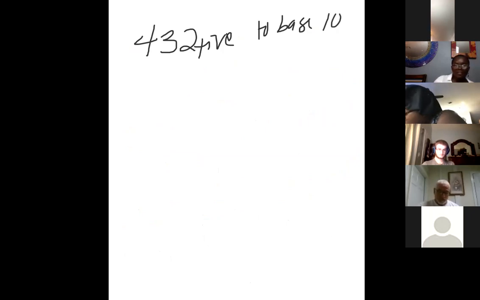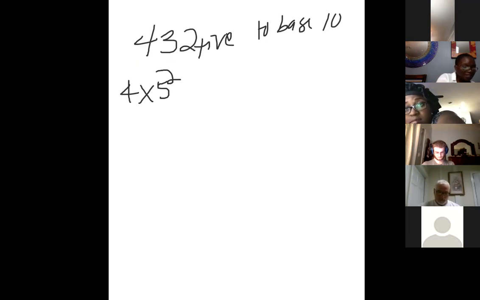This time we're going to do 432 in base 5, and we're going to change this to base 10. Let's count out the place values. We've got 2, which represents 5 to the 0. The 3 represents 5 to the first. The 4 represents 5 to the second. So when we write it out, we take the digit 4 multiplied by its place value, which is 5, because we're in base 5, to the second power.